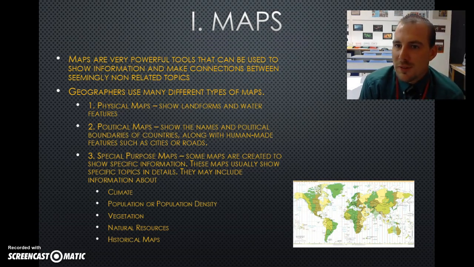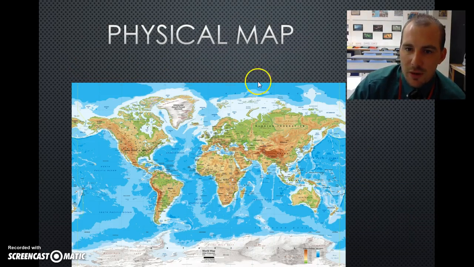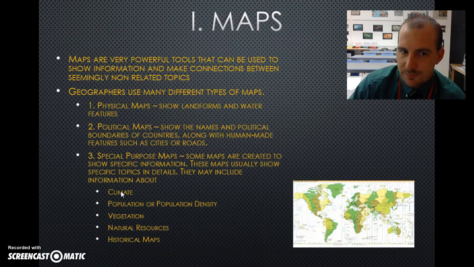Typically, we're going to use three different types of maps. These are important that you know the three different types. Physical maps, which show landforms and water features. Here's a physical map of, yes, the world. Again, it's not going to show us every country, but what it is going to show us is all the physical features. It's going to show us the rivers, the lakes, the mountains, if there's volcanoes, oceans, all of those types of things.